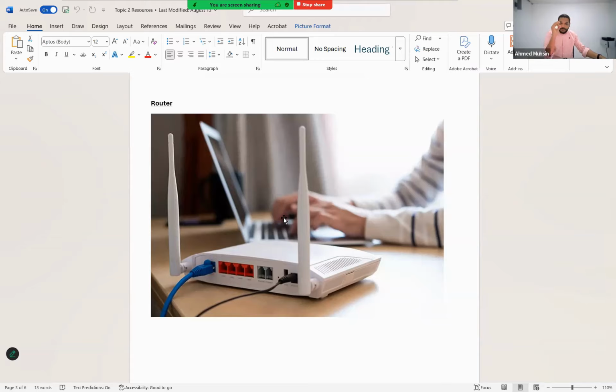So your router is a major device for the network. It can do so many things. It can act as an access point. It can act as a modem. It forwards data packets. It can act as a switch. One more is there. It acts as a gateway.